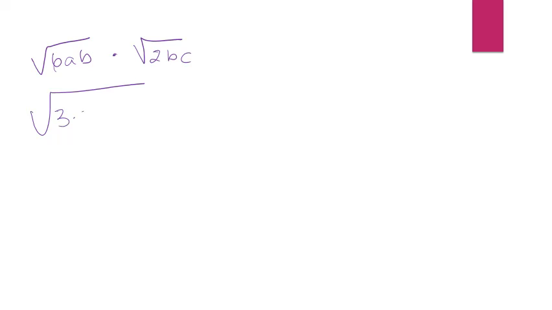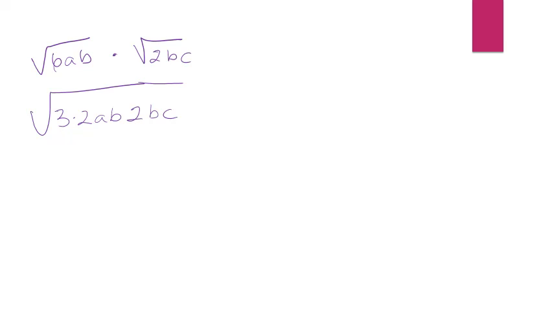Let's look at an example that has some letters with it. Let's look at the square root of 6ab times the square root of 2bc. We're going to put this all together under one radical, and if we look at 6, it's 3 times 2, and then we have a, b, and then we have 2, and we have b, c.